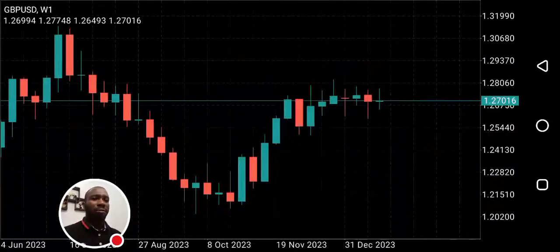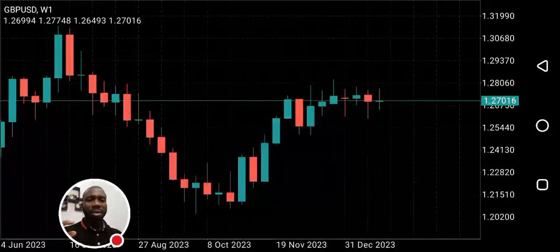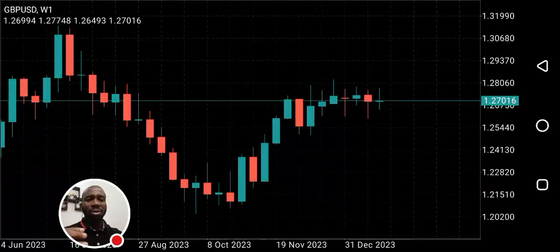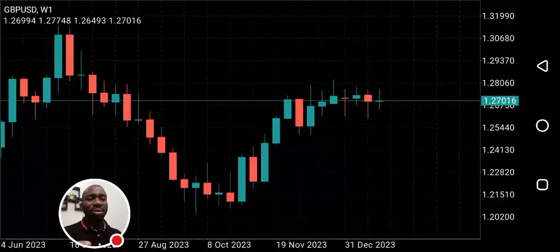you would see that for the past 5 weeks, GBP USD has been in a range. That simply means that neither the buyers nor sellers had the upper hand. Neither buyers nor sellers are in control. So price has neither been bullish nor bearish for the past few weeks, and that would have been a difficult market for trend traders.